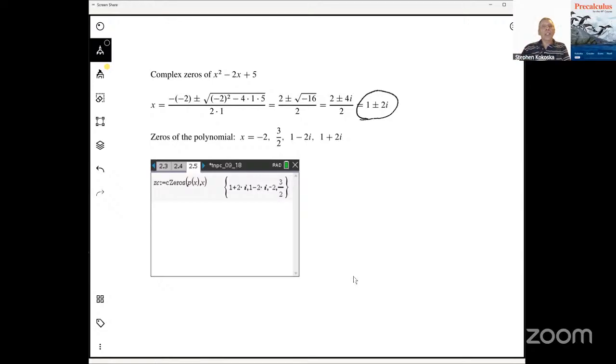So the zeros of this polynomial are -2, 3/2, 1 plus or minus 2i. And I just wanted to show you this very cool feature on the TI-Nspire.